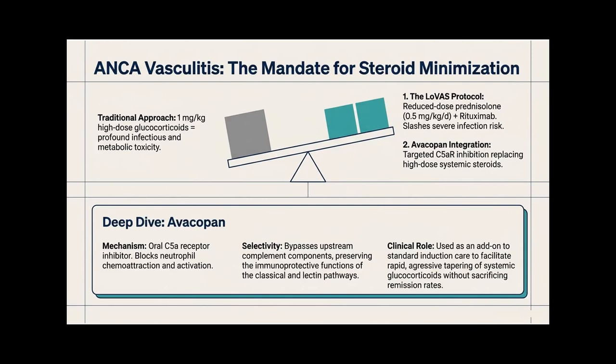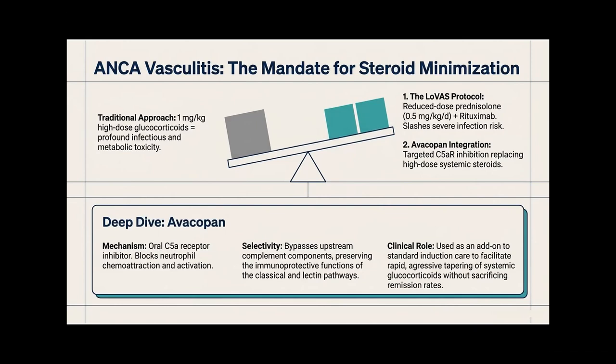Or you can use avacopan, targeted C5aR inhibition, replacing the high-dose systemic steroids. Now, today in ANCA vasculitis, steroid has to be given, but we want to minimize the steroid. How? Either I give them a reduced dose of steroid, prednisolone, and combine with rituximab, or I give them avacopan, which is a C5aR inhibitor, and reduce the systemic toxicity.